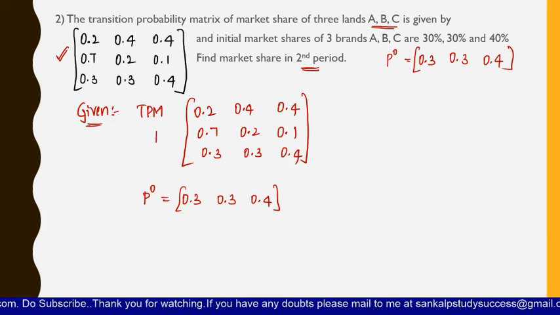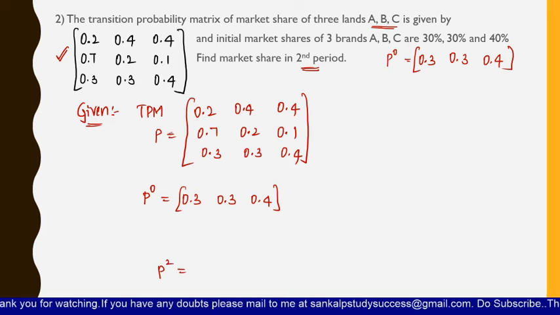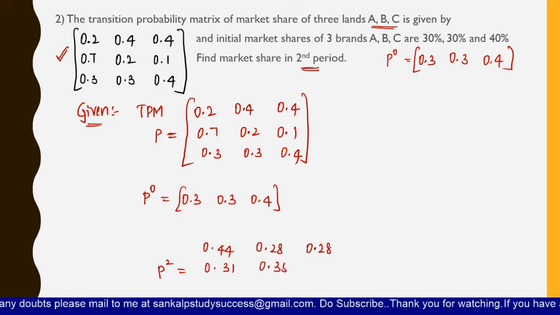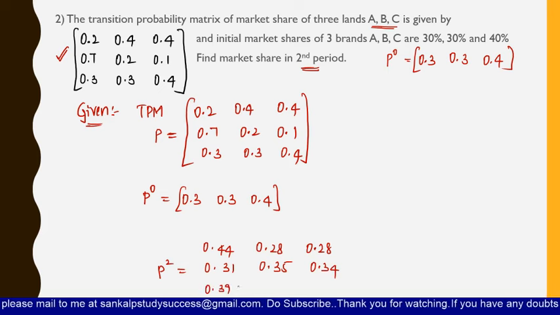The second period is nothing but the 2-step probability matrix. That means it becomes P square. So we are going to find the value of P square from P. That means 0.44, 0.28, 0.28, 0.31, 0.35, 0.34, and then the last row 0.39, 0.3 and 0.31.